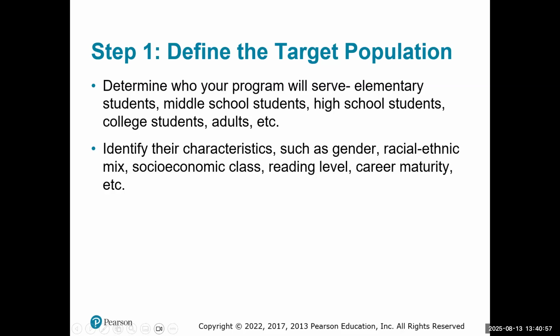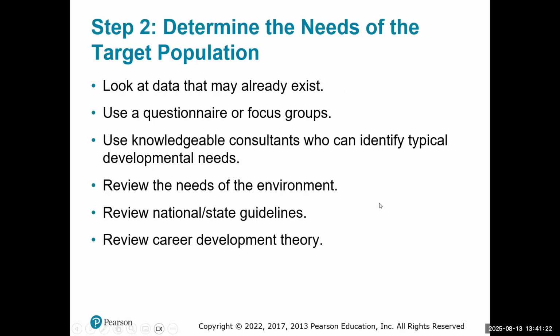The first thing that Niles would have you do, Niles and Harris Bowlby, is define the target population. Who is it you serve? Is it elementary students, veterans, college students? Is it people who are in their mid-career? And then identify their characteristics. And of course, this is with a broad brush, because even if you think you know somebody's demographics, you may not know anything about them.